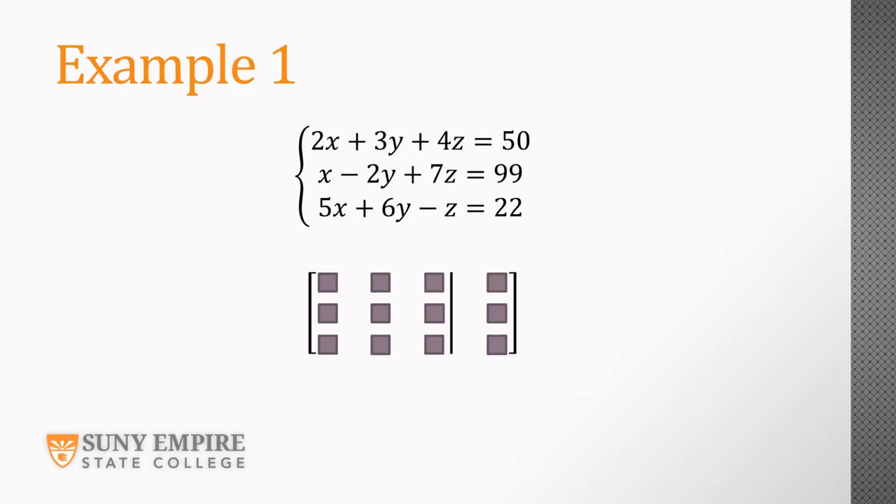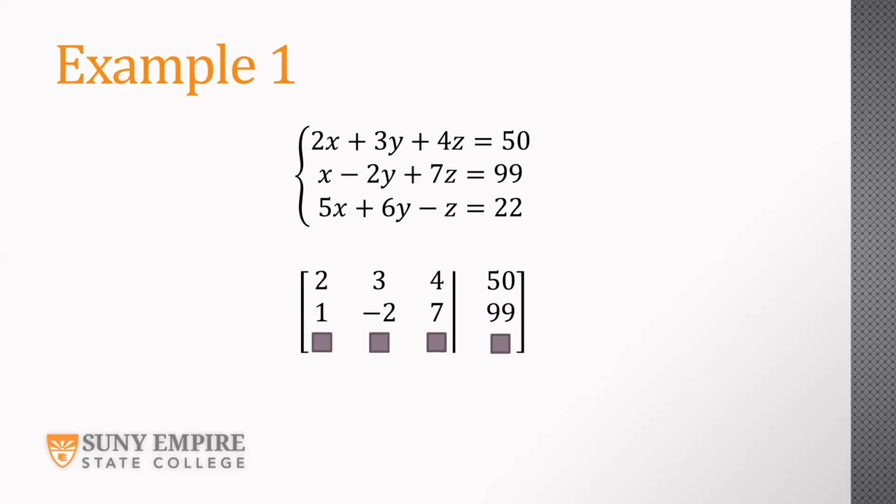Suppose we have the equations 2x plus 3y plus 4z equals 50, x minus 2y plus 7z equals 99, and 5x plus 6y minus z equals 22. What would be the augmented matrix for this system of equations? We take the coefficients and the constant from the first equation and place them in the top row of the matrix. We have 2, 3, 4, and after the vertical line, 50.